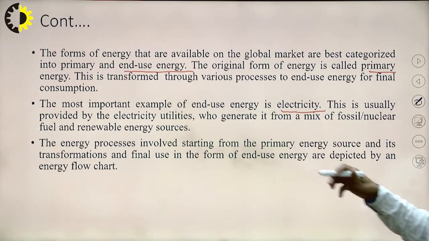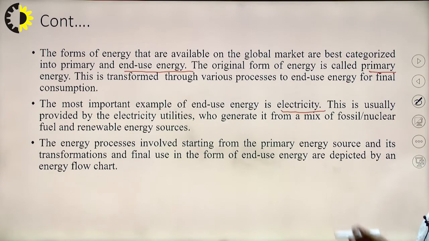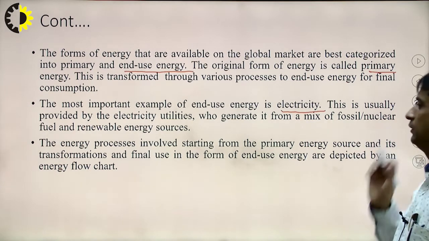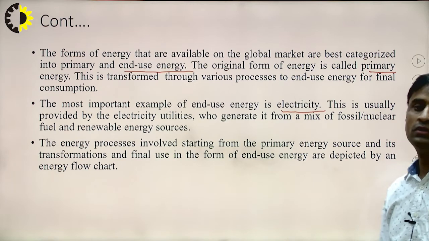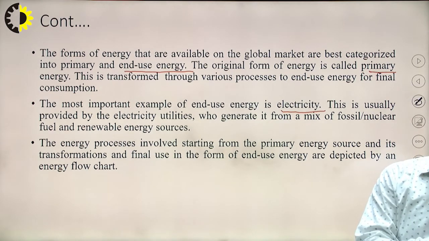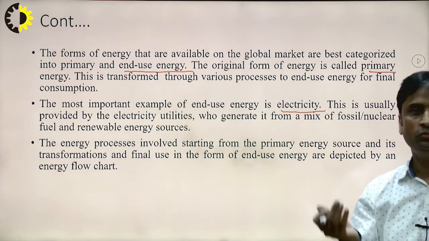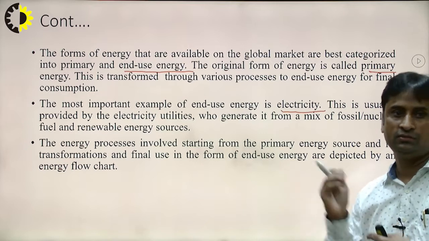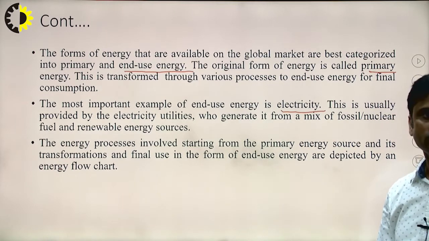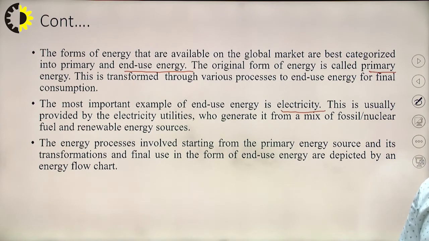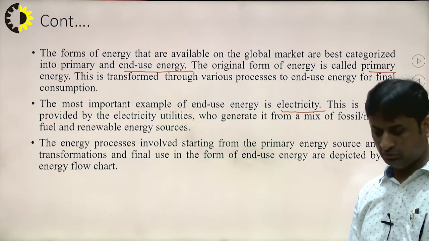It is generated from a mixture of fossil fuel, nuclear fuel and renewable energy. So the energy which is being produced is finally used by the utility. These are some examples of the energy process, involving starting from the primary energy resources, its transformation and final use in the form of end use. So we have a flow chart.